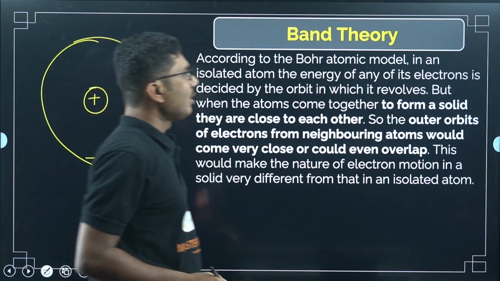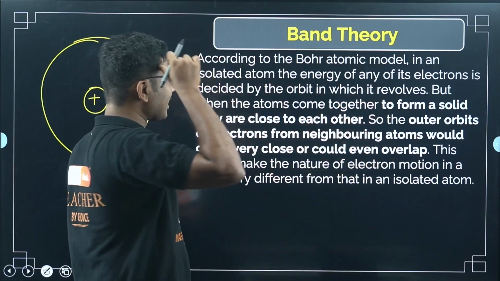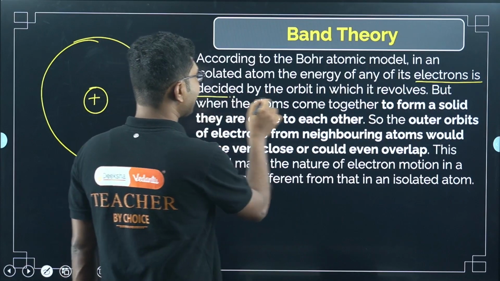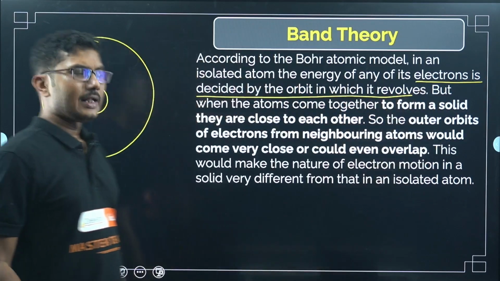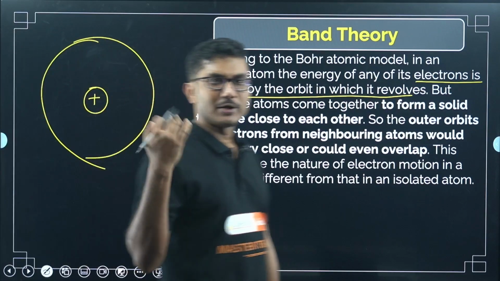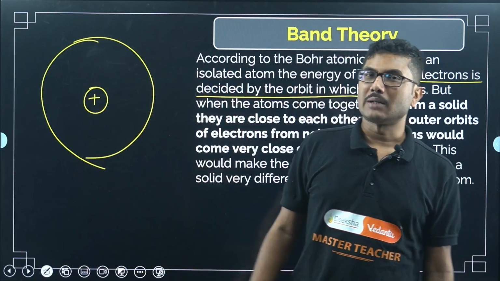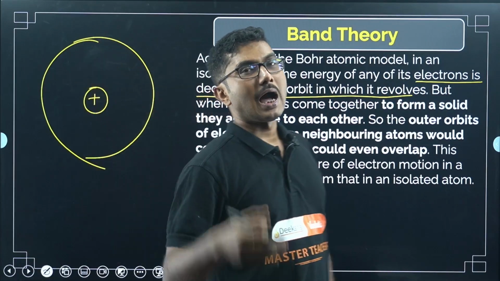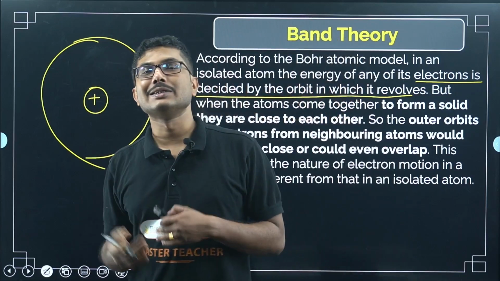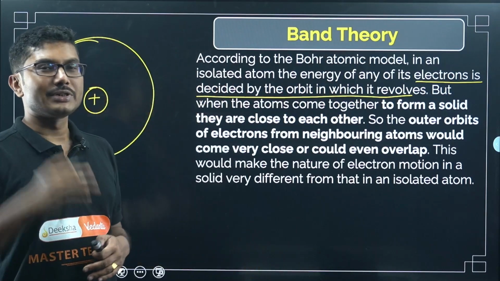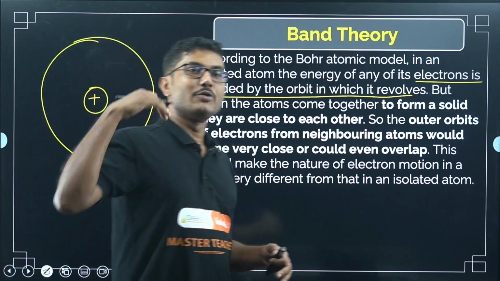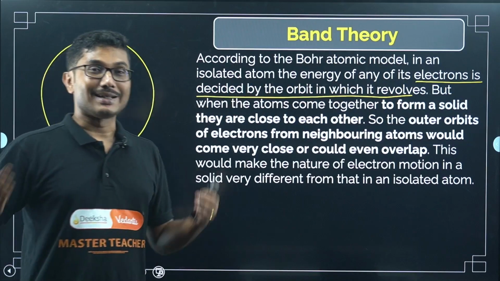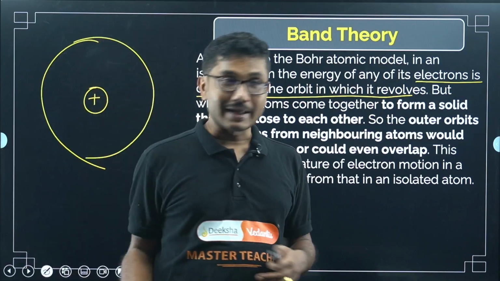Okay, so in an isolated atom, the energy of its electrons is decided by the orbit in which it revolves, right? So angular momentum is fixed, nh by 2 pi. Now higher the orbit, angular momentum will be higher, because h by 2 pi is constant. So the higher the quantum number, the higher will be angular momentum. Similarly, energy will be higher, right? At lowest ground state, the energy is lowest, and as it goes up, energy becomes less and less negative. That means energy is higher and higher, right?